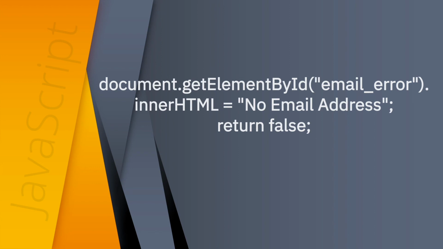The next line is return false. This is enough to set the whole of the function to false. If the text box is not blank, we set the innerHTML again, this time to a blank string. The return value is then true.